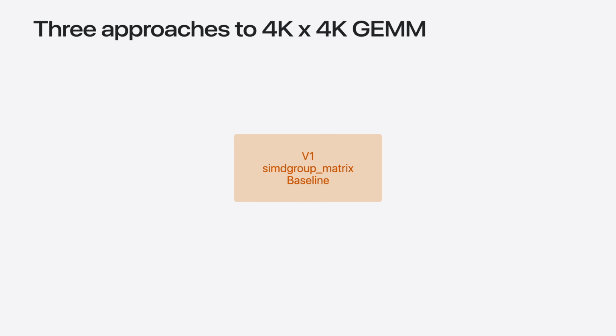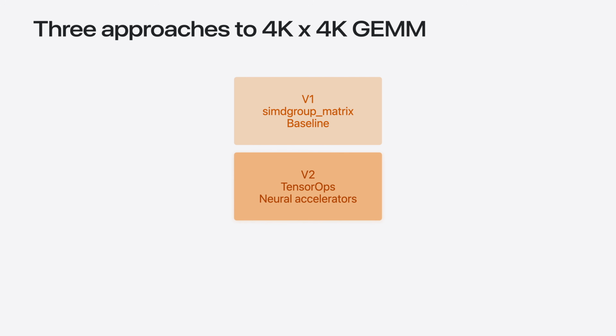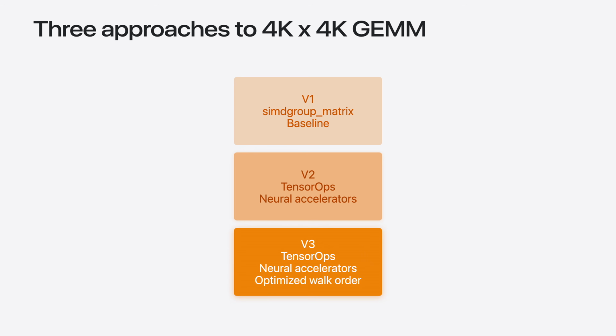I have a simple app that performs a 4K by 4K matrix multiplication, which is a large compute-bound workload, 3 different ways. First, using SIMD group matrix, which is how you might do it today. This will serve as our baseline. Then, we'll look at an implementation using TensorOps in order to run on the Neural Accelerators. And finally, we'll add in Morton-ordered thread group dispatch, the optimization technique we just discussed.